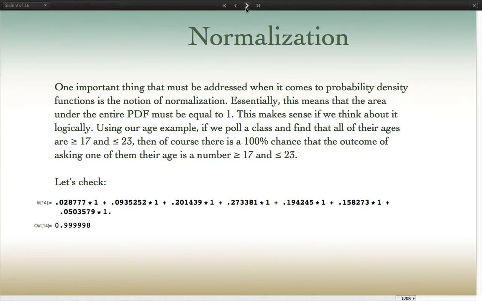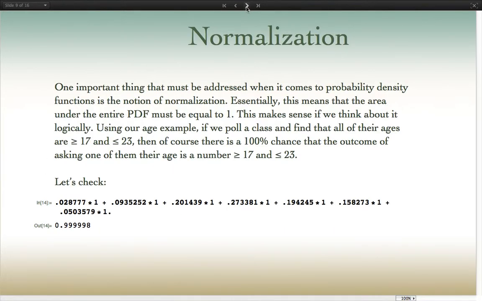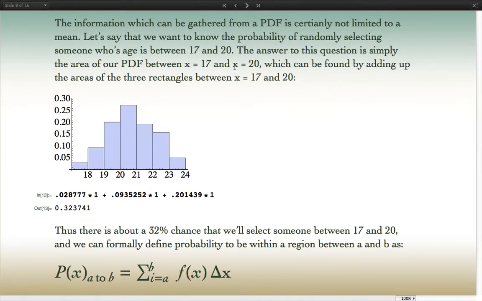So now that we know how to find the probability of a value falling within some particular area, we can talk about normalization, which I kind of hinted at earlier. Any probability density function must be normalized for it to be meaningful. And what I mean by normalized is actually pretty common sense if you look at the distribution. Every single person whose age we asked, there was no one younger than 17 and no one older than 23, right?